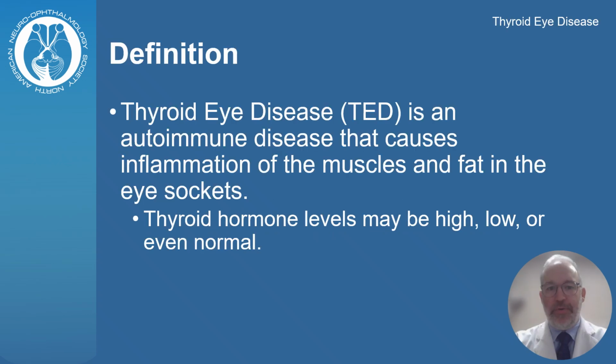Thyroid eye disease, or TED, is an autoimmune disease that causes inflammation and swelling of the eye socket tissues behind and around the eyes. This may involve the eyelids, muscles of eye movement, and eye socket fat. Patients with thyroid eye disease may have thyroid hormones that are too high, too low, or sometimes they can even be normal.